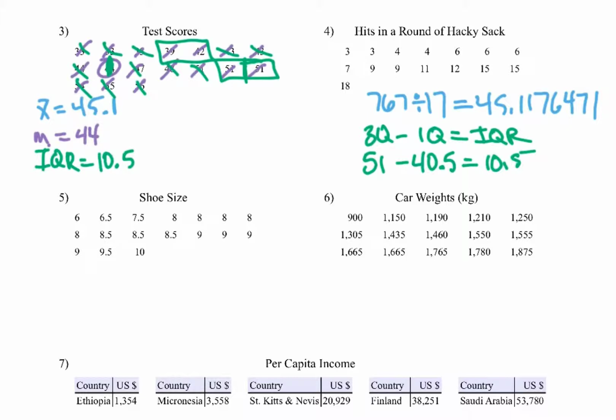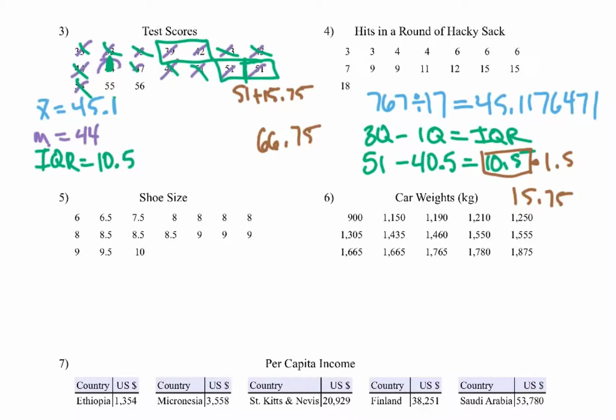Now, to find out if there's any outliers, okay, what we do there is we take that interquartile range and we times it by 1.5. Okay, so that would be 15.75. Then, at this 51, I'm going to add 15.75 to the third quartile. We end up with 66.75. So, are there any that are above that 66 mark? Nope. So, from our third quartile up, there's nothing.